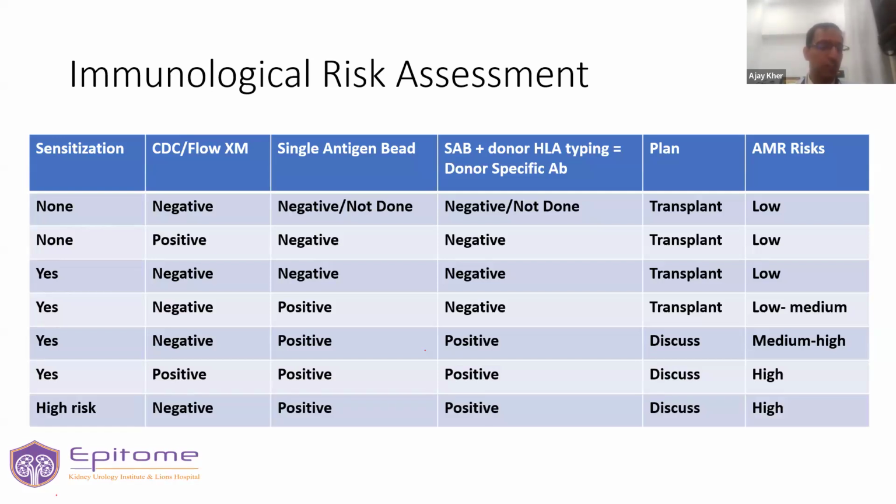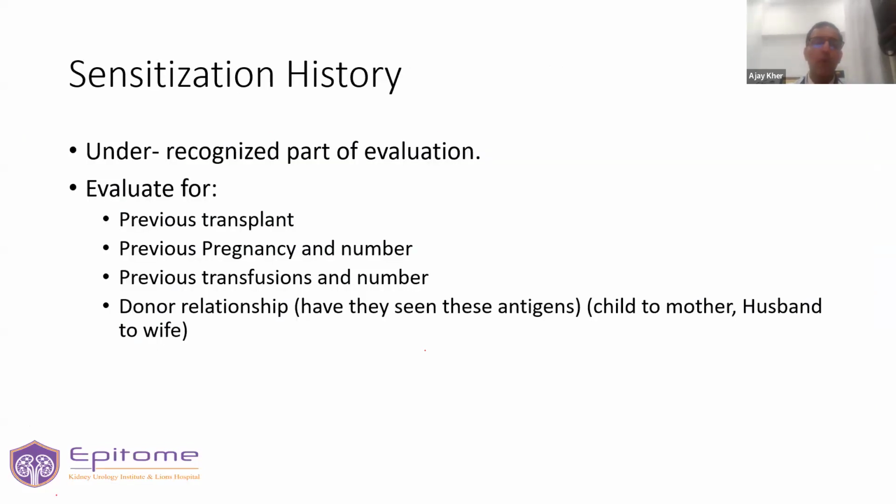And if you have a high risk sensitization, so this would be a child giving to a mother or a husband giving to a wife, in which you know that the sensitization is due to that specific person. In these, the sensitization itself is very high risk. So in this situation, even if the CDC flow is negative, the single antigen bead being positive and them being against the donor itself with memory as well, this is going to be a high risk transplant and high risk for antibodies.